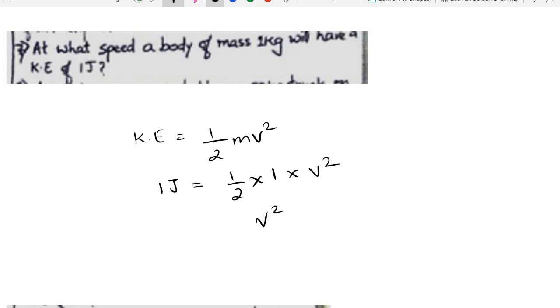Next question. At what speed will a body of mass 1 kg have a kinetic energy of 1 joule? Kinetic energy, as all of us know, is half mv squared. This is the formula. So kinetic energy is 1 joule, which is equal to half into the mass, which is also given, 1, into v squared. So v squared is equal to 2, so v is equal to root 2 meter per second.